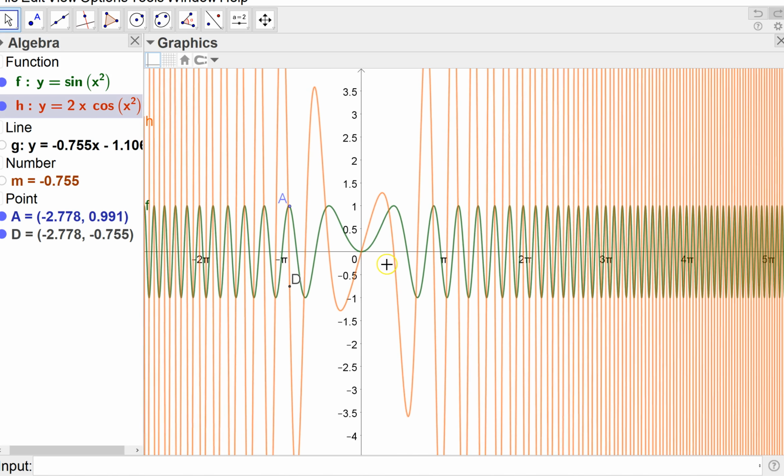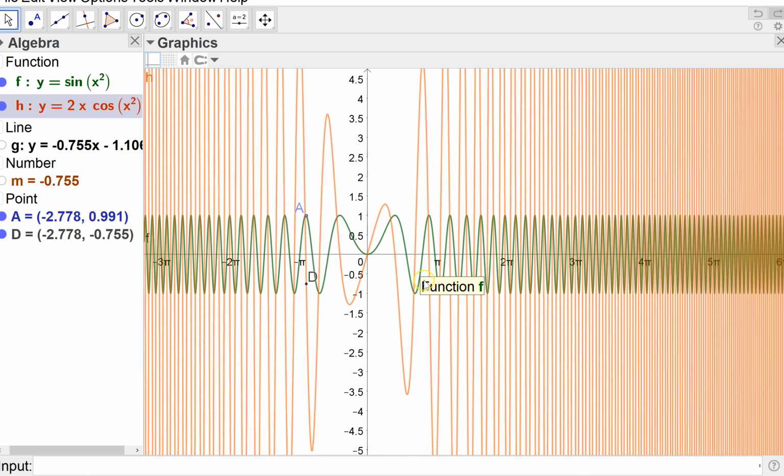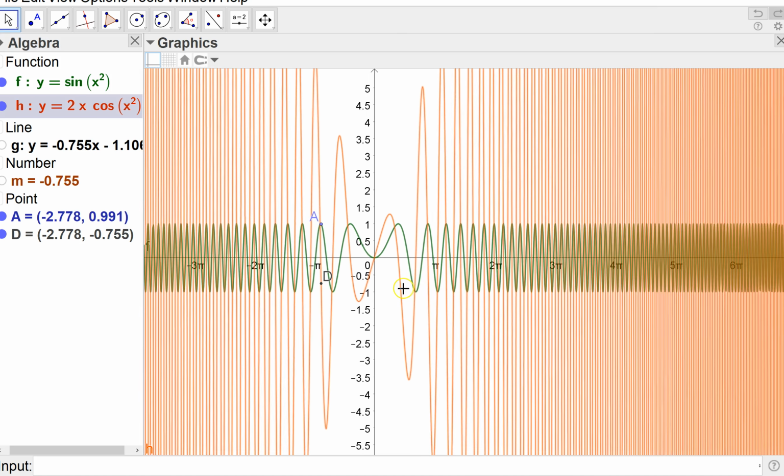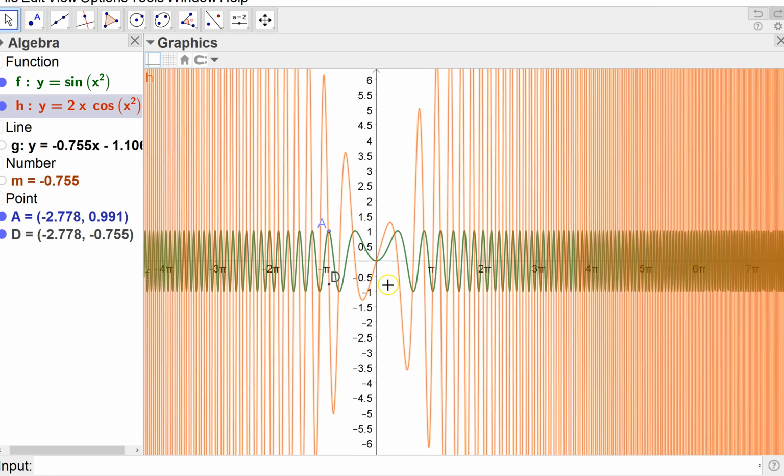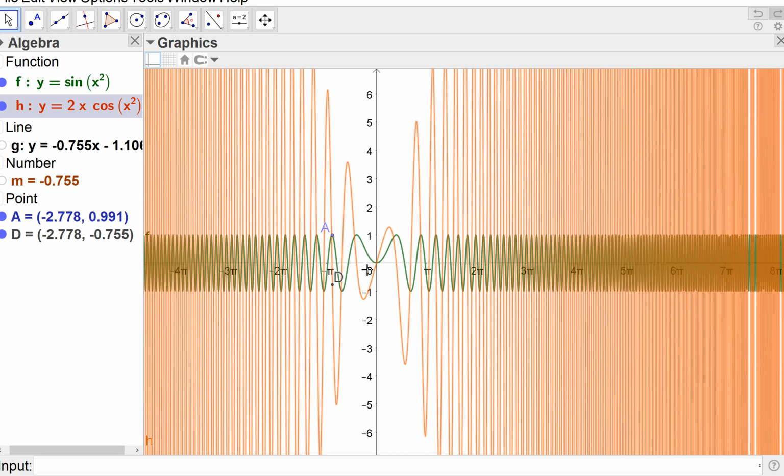If I scroll out, we'll see the graph really does some strange sort of things. Now, fortunately, we're not expected to know what those graphs look like, but it is quite unusual seeing the derivatives of these things. Obviously affected by the fact that we've got an x squared and the fact that we're then going to be looking at 2x times by this cos x squared graph. That's what makes the whole thing look peculiar.